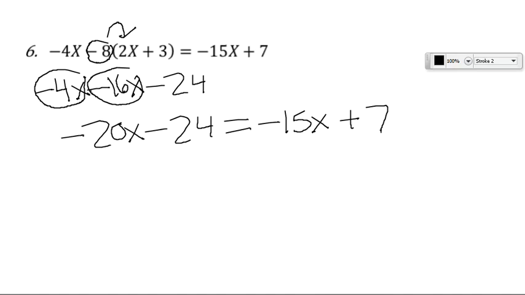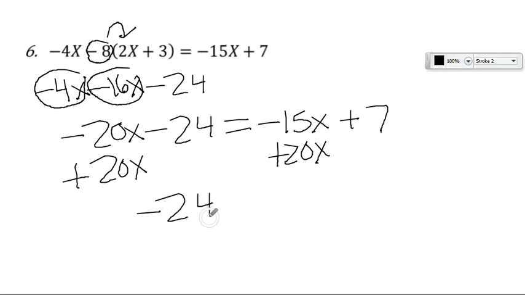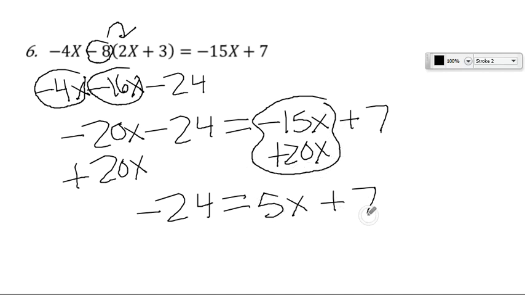Okay, now from here, we want to get these two terms on the same side. So we can either add 20x to both sides, or we can add 15x to both sides. Either one of those is going to get these two terms that have the x on the same side. So I'm just going to go ahead and add 20x to both sides, which leaves me with negative 24 equals, if I combine negative 15x and 20x, I get 5x. And then we have plus 7. And then from here, you guys, it's just a simple two-step equation. And I know by now, you guys are able to do awesome on these.